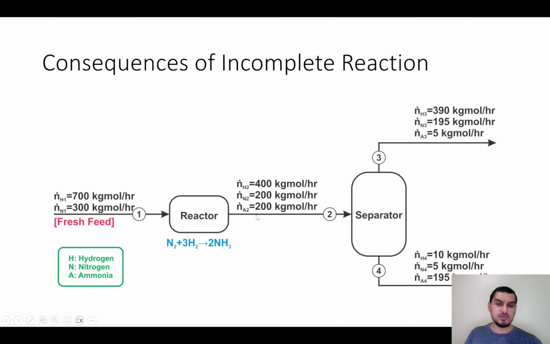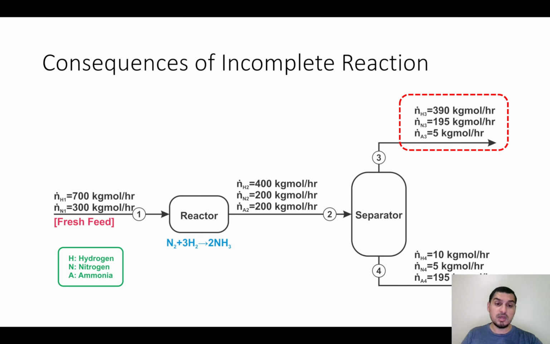So what we do is we separate this product stream into two different streams. One of them is very rich in ammonia with traces of hydrogen and nitrogen, and the other is very rich in hydrogen and nitrogen with traces of ammonia. So this is what we see in this flow sheet. And we have a lot of hydrogen and nitrogen that are unreacted here, and we didn't make use of them, or we couldn't convert them to ammonia because the conversion of nitrogen in the reactor is very limited. It's only 30%.